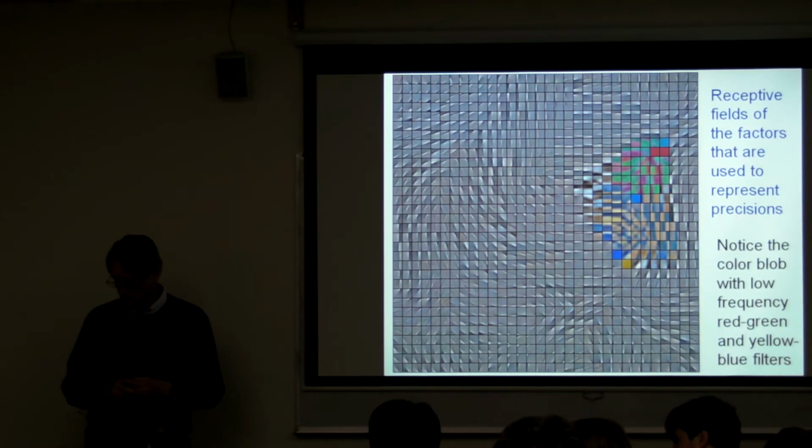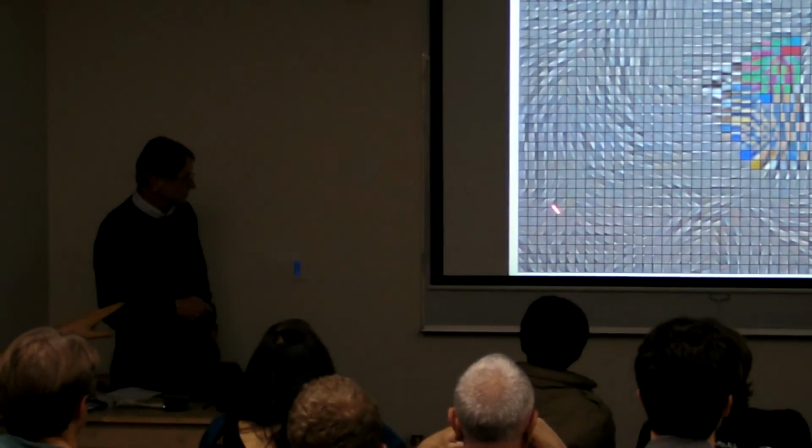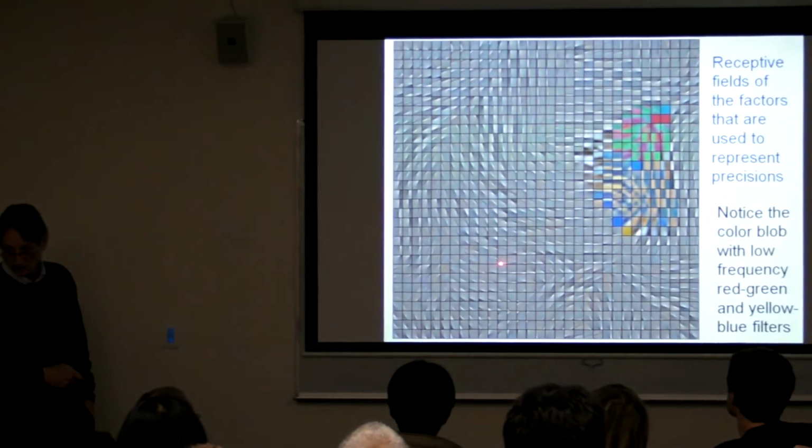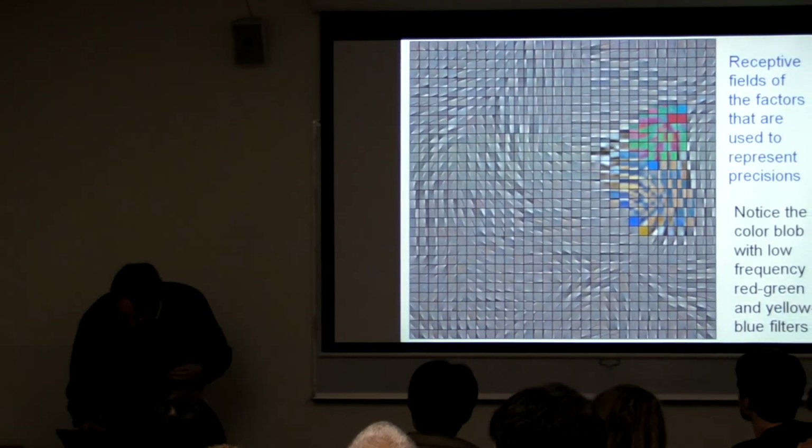So these covariance guys are the ones that correspond to the complex cells? No, all of these are complex cells. Right. And why do they then look like simple? Sorry. Let me go back to the picture.